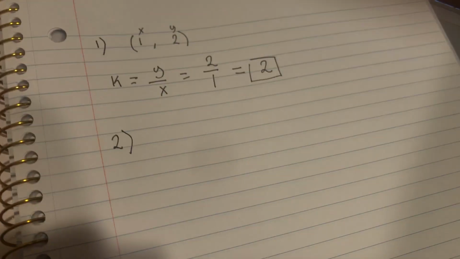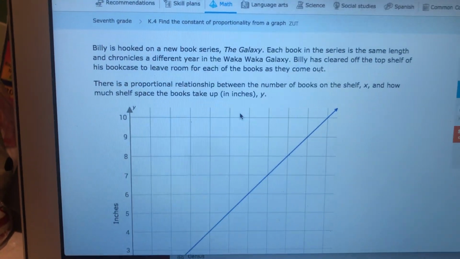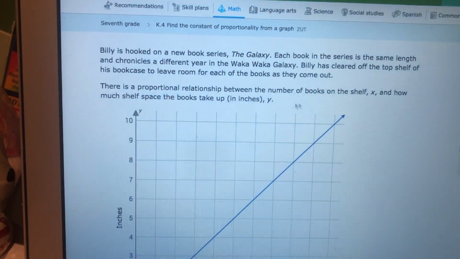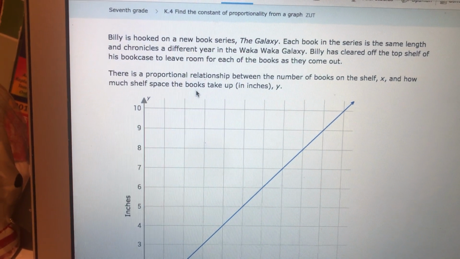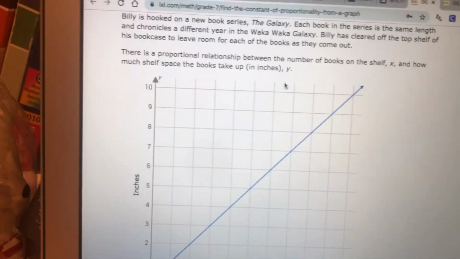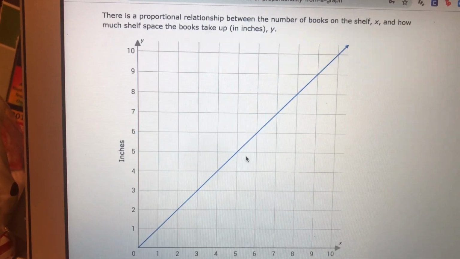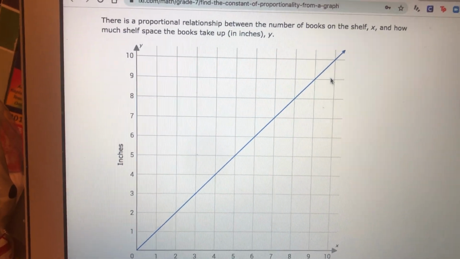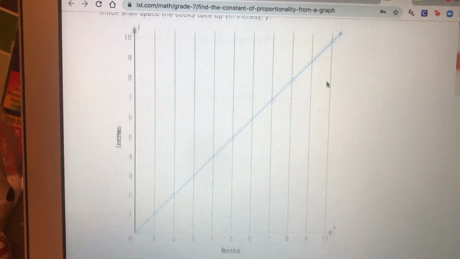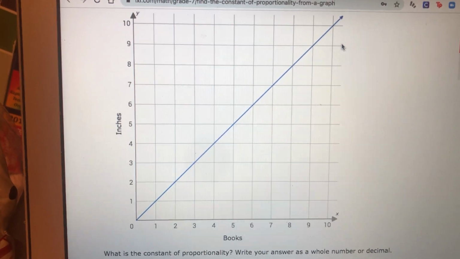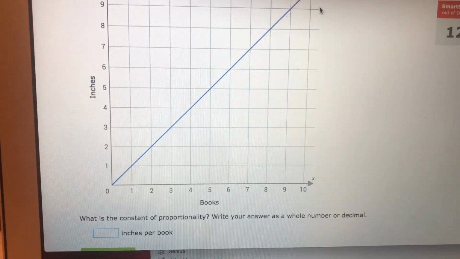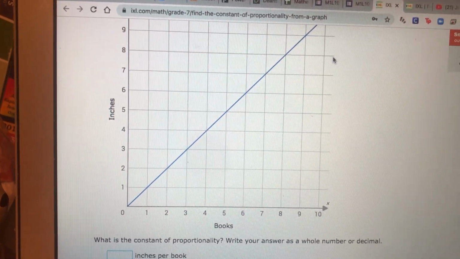So here I have number 2. It says there is a proportional relationship between the number of books on the shelf and how much shelf space the books take up in inches. Cool. So this is a proportional relationship. That means that my ratios are all the same. So again, the first thing I need to do is find a point on the line.